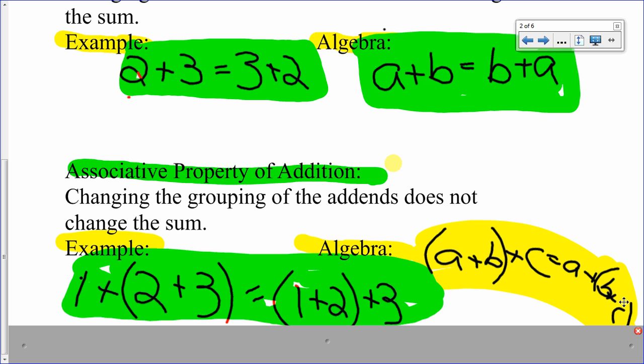Algebraically, and sorry for the tilt here, we have (A plus B) plus C is equal to A plus (B plus C). Commutative property up here again, the order changes. 2 plus 3, 3 plus 2. Associative property, the order does not change, just the parentheses do.